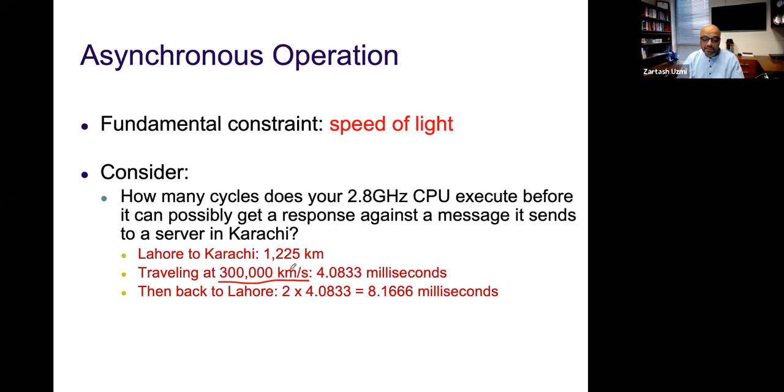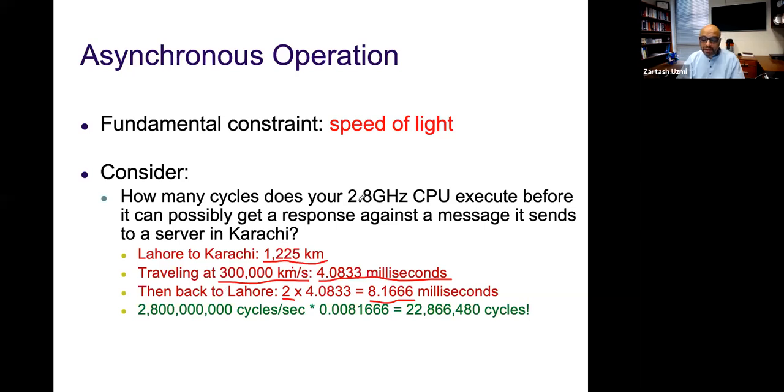How much time does it take to cover 1225 kilometers? It will take 4.083 milliseconds for a signal traveling at the speed of light to go from Lahore to Karachi and then back to Lahore. Obviously, then we need to multiply by 2. Total would be 8.16 milliseconds. In 8.16 milliseconds, let's see what has happened in my machine.